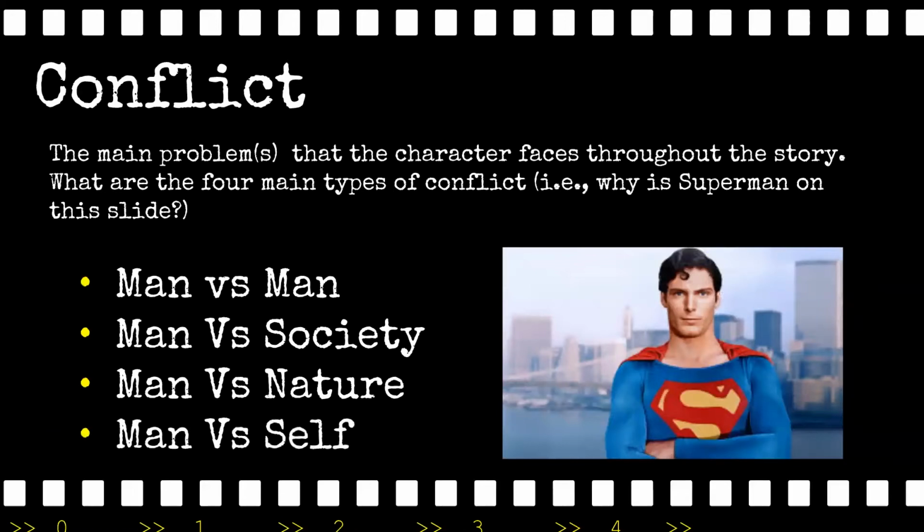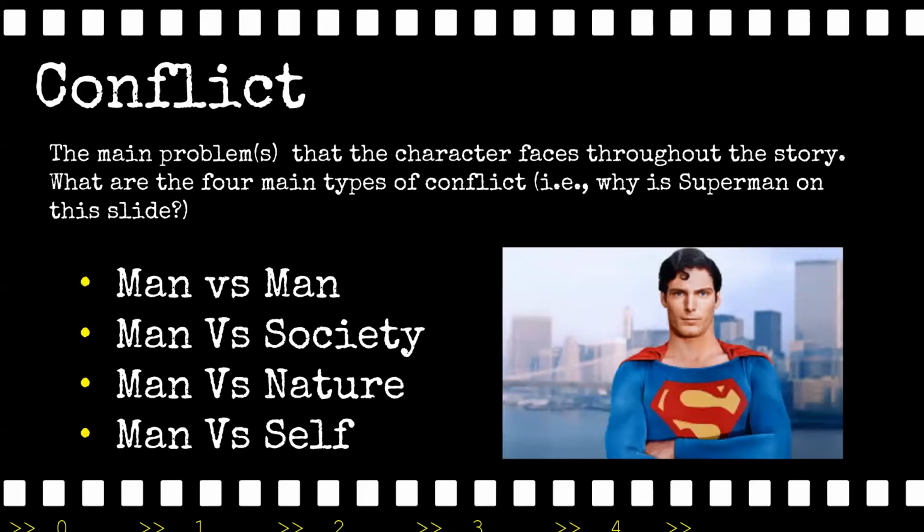Okay, man versus man is pretty clear. Superman is often fighting a villain like Lex Luthor. Man versus society, Superman oftentimes has to fight against society's need to control him and his powers, right? They're not certain if this all powerful alien thing should be able to just do what he wants. Man versus nature, again, self-explanatory, right? If there's like a typhoon and Superman has to use his mega super lungs to blow the typhoon back out into the ocean, that's man versus nature.